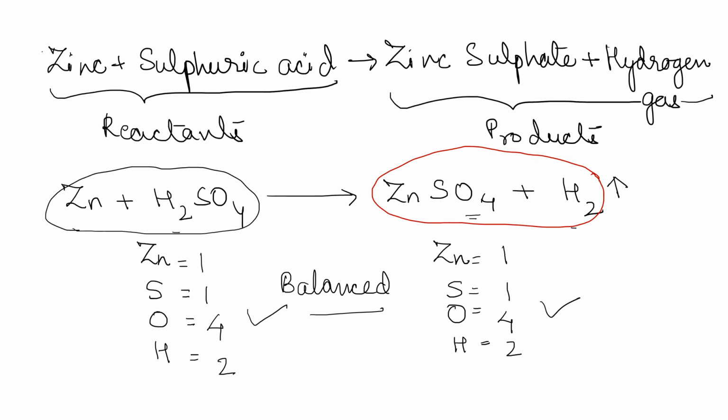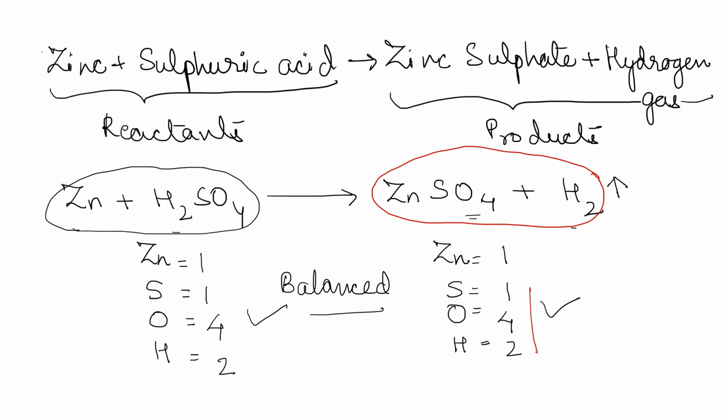That mass can be made equal by making the number of atoms of each element on the left hand side equal to the number of atoms of that element on the right hand side. So zinc is 1, zinc is 1. So atoms are equal, that is, zinc is balanced. Likewise sulfur, oxygen, hydrogen: the number of atoms on the left hand side is equal to the number on the right hand side. So this is a chemical equation which is already balanced.